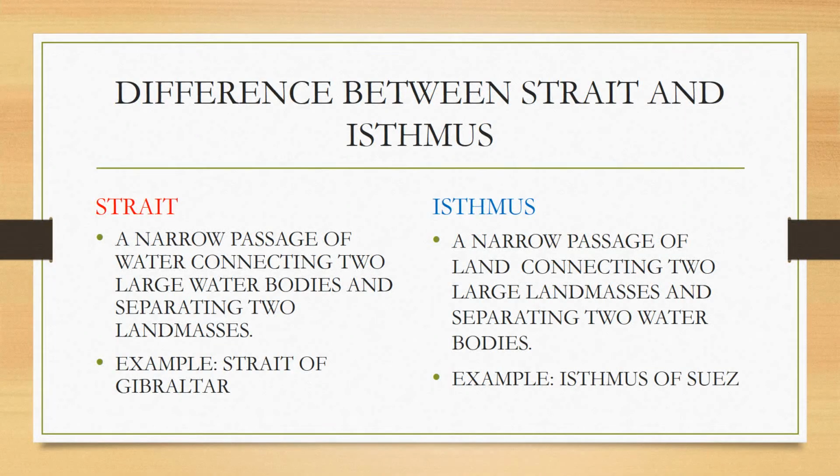Difference between strait and isthmus. First, strait. A narrow passage of water connecting two large water bodies and separating two land masses. Example, Strait of Gibraltar. Isthmus, a narrow passage of land connecting two large land masses and separating two water bodies. Example, Isthmus of Suez.